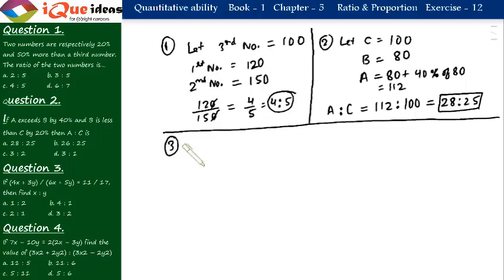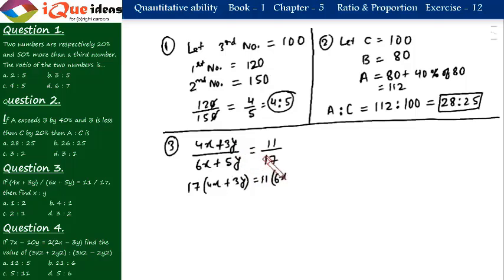It's more of an algebraic process. It says if 4x plus 3y divided by 6x plus 5y is equal to 11 by 17, find x is to y. So cross multiply. 17 comes to this side, 6x plus 5y goes to the other side. So it is 17 into 4x plus 3y is equal to 11 into 6x plus 5y.